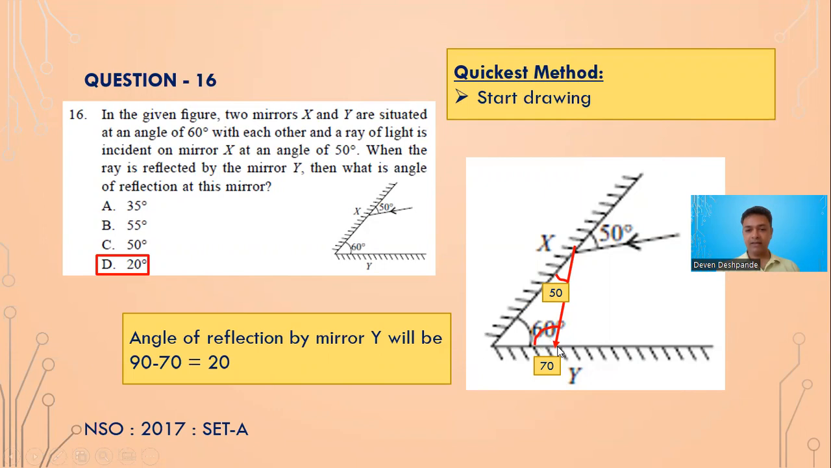So if this angle is 70, what is the angle of reflection? The angle of reflection will be 90 minus 70. Isn't it? 90 minus 70 is 20. So angle of reflection will be 20 degrees.